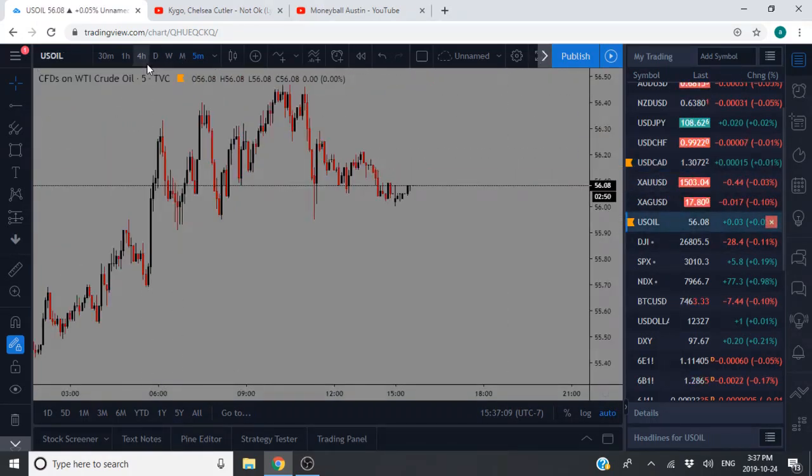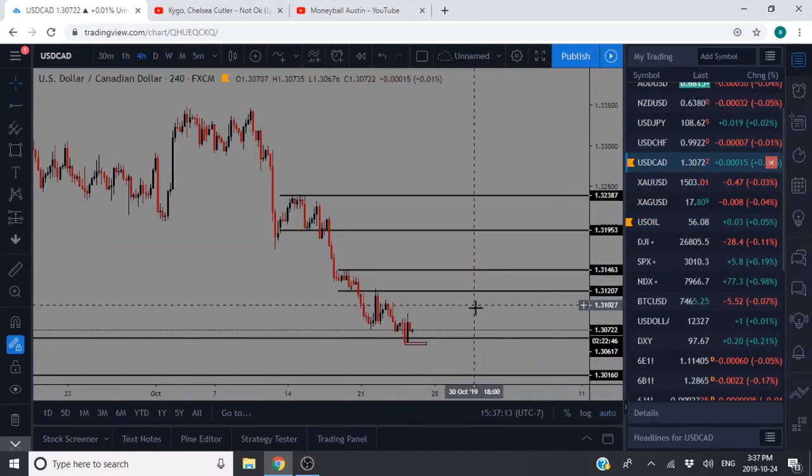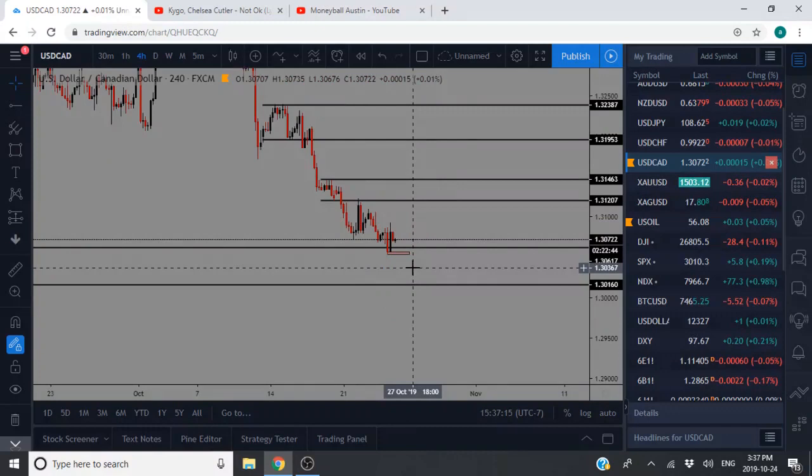The next one I'm watching, or even if price goes deeper into it, so say for example price does go back down into it deeper, I'm still going to continue to look for buying opportunities. I'm just going to be waiting for confirmation of price starting to turn.